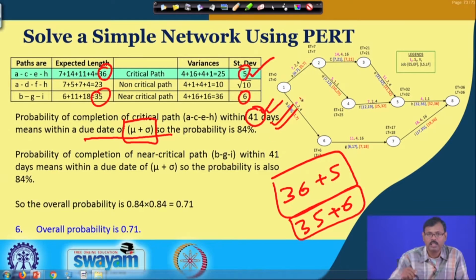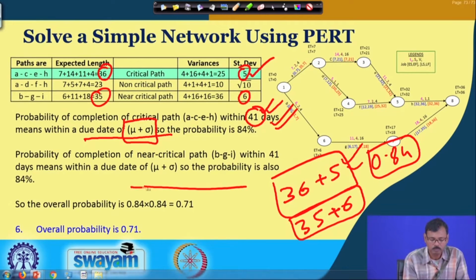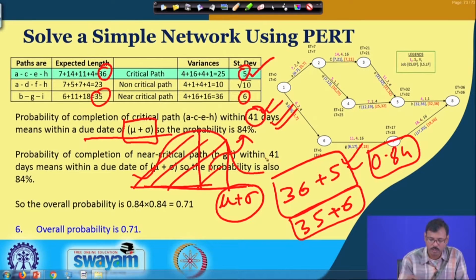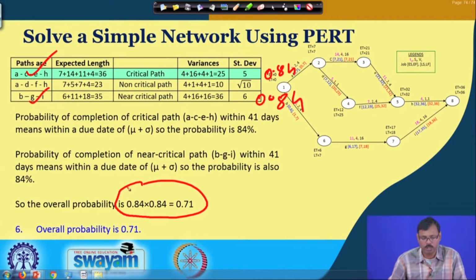So, for both the cases it is coming 41 days, and we know the probability of completion of this one is 0.84 from the standard normal distribution table, where if this is the mu plus sigma, the area under all this comprises 84% area. So, that is why it is 0.84 for the critical case, for this one also 0.84. So, basically the overall probability is 0.84 into 0.84 and that is coming 0.71.